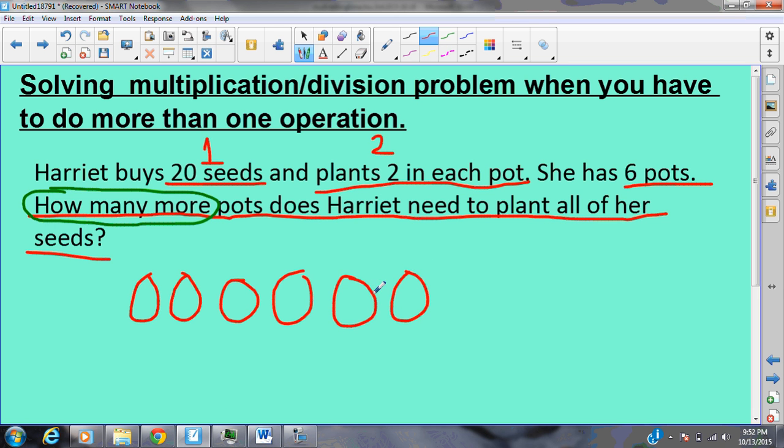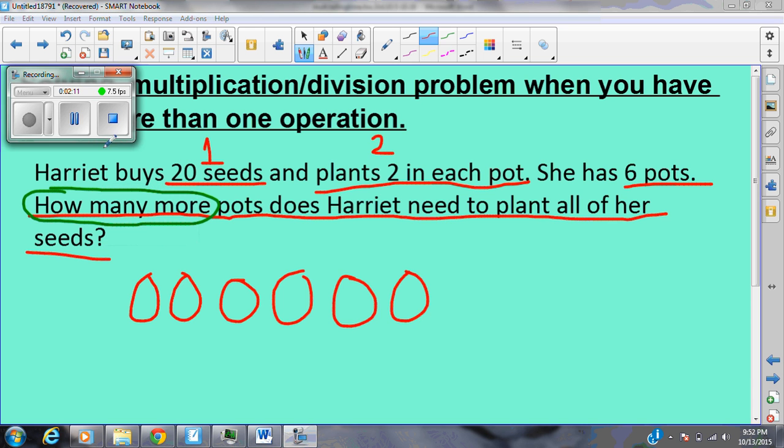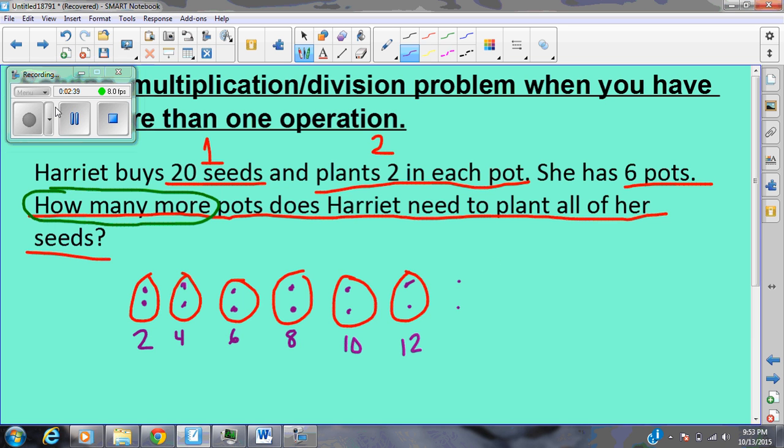And when I make my 6, I can put 2 in each pot, but I need to get to 20. Okay, so let's go. So I made the 6 pots that she has, and I put 2 in each. And I used skip counting to help me find out the total that I have so far. So far you can see that I have 12 total seeds. Well, that doesn't get me to 20 seeds. So I need to keep counting with 2 in each group or each pot until I get to 20. She doesn't have any more pots, so I'm just going to make the 2 seeds until I get to 20.